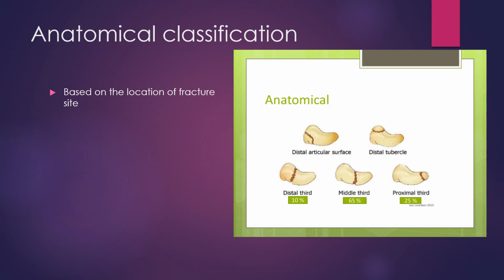Anatomic classification is very simple. It's divided into proximal, middle, and distal thirds. Middle is also known as a waist fracture. It's the most common fracture of the scaphoid. So proximal third is 25%, middle third is 65%, and the remaining is distal third, that is 10%. Distal third is further divided into distal articular surface fracture and distal tubercle fracture.